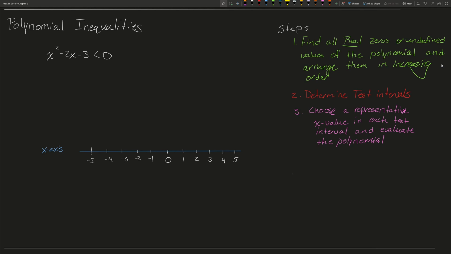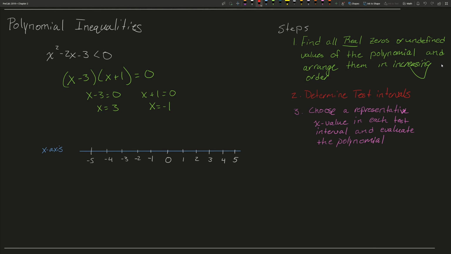So for example, if we have the polynomial inequality x squared minus 2x minus 3 is less than 0, the first thing we have to do is to find the zeros of that equation. In order to do that, we can factor. So this entire thing factors as x minus 3 times x plus 1. If we set that equal to 0, we can set each of these factors equal to 0. When we solve, we get x is equal to 3 and x is equal to negative 1.